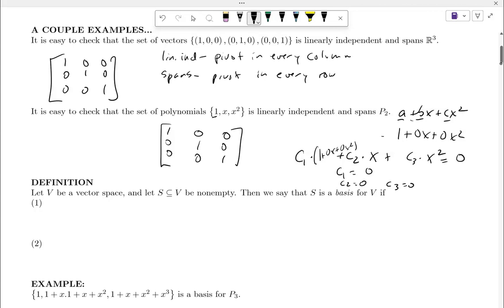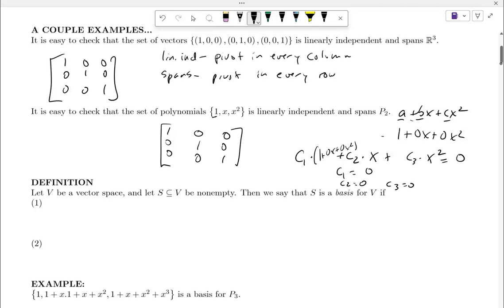Okay. All right. Again, this tells me that I can write every single thing in P2 as a linear combination of 1, x and x squared, which makes sense because isn't that how you write second degree polynomials? As something times the x squared plus something times the x plus a constant term? Isn't that exactly how you write a second degree polynomial? At least I hope so.